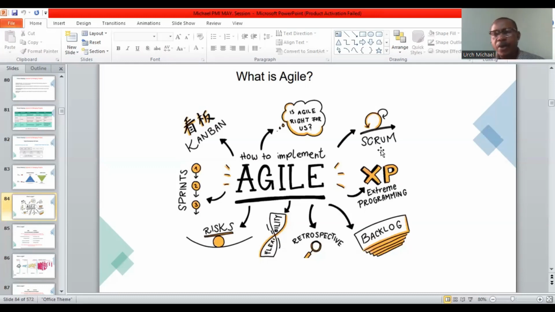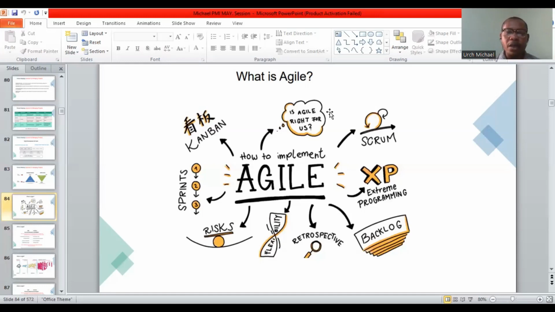Then also we have the retrospective. These are the methodologies used to achieve or to implement the Agile. So we have the retrospective at the end of every project or every sprint of the project. There's a need for the team to sit back and look back and reevaluate themselves and figure out what we have not done properly and see how to do it better in the next sprints. That's the essence of the retrospective.